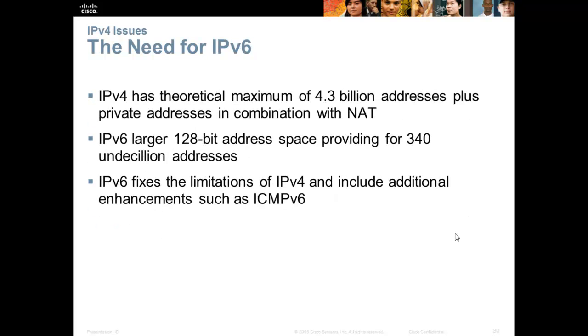IP version 4 has a theoretical limit of 4.3 billion addresses. We can kind of increase that by using our private IP address ranges in NAT, but there's still only 4.3 billion that we can give out. IP version 6 quadruples our address space from 32 bits to 128 and gives us 340 undecillion addresses, or sometimes known as 340 trillion addresses. IP version 6 fixes the limitations of IP version 4 and includes additional enhancements.